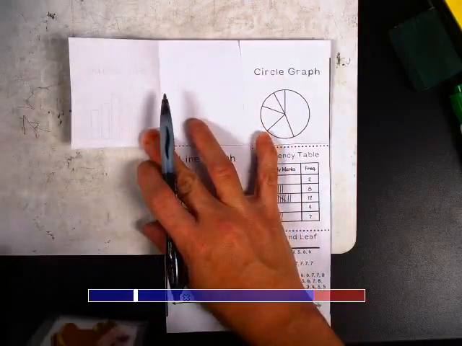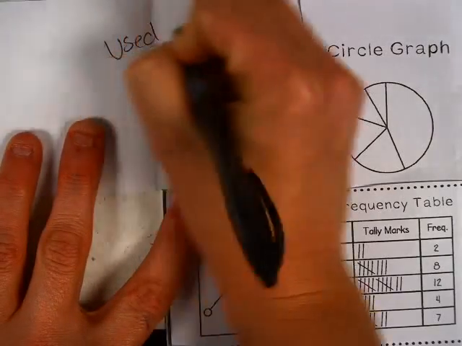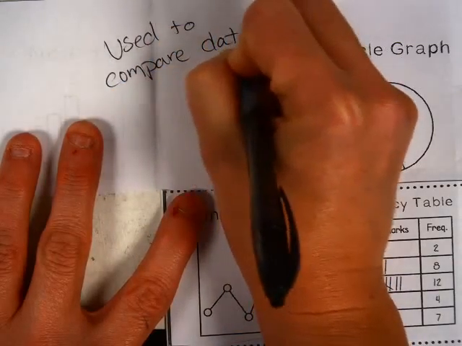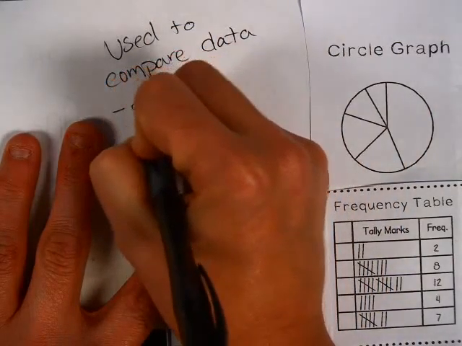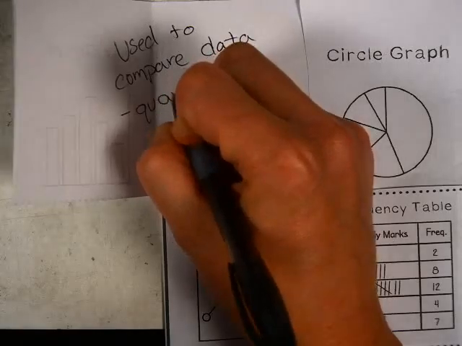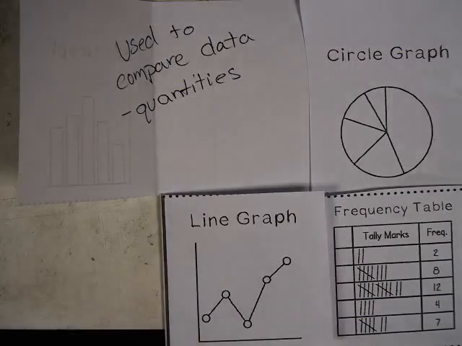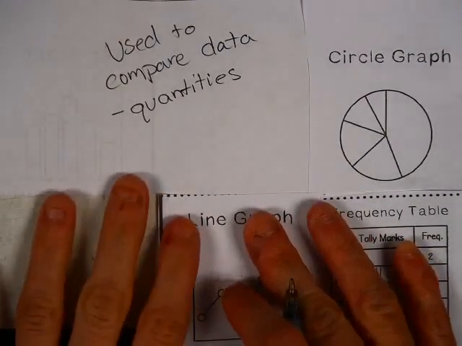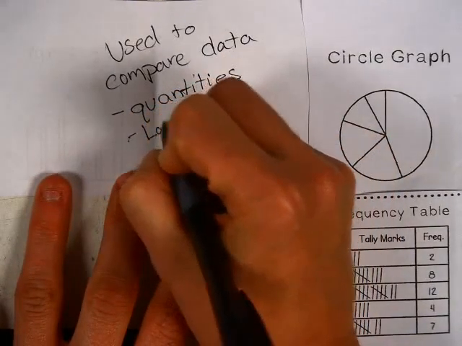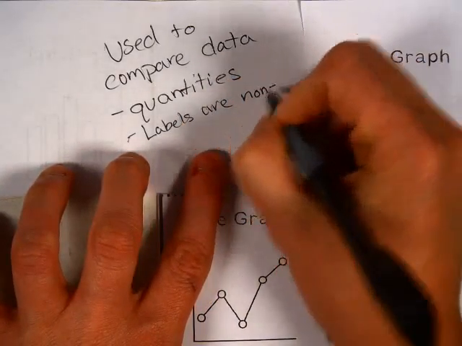Alright, so the bar graph, the one you're probably the most familiar with, is really good, used to compare data, and it's usually quantities. You've got to give me a second because y'all know I'm not a speller. Quantities are numbers, obviously, but it's usually non-number things. So the labels are non-number things.